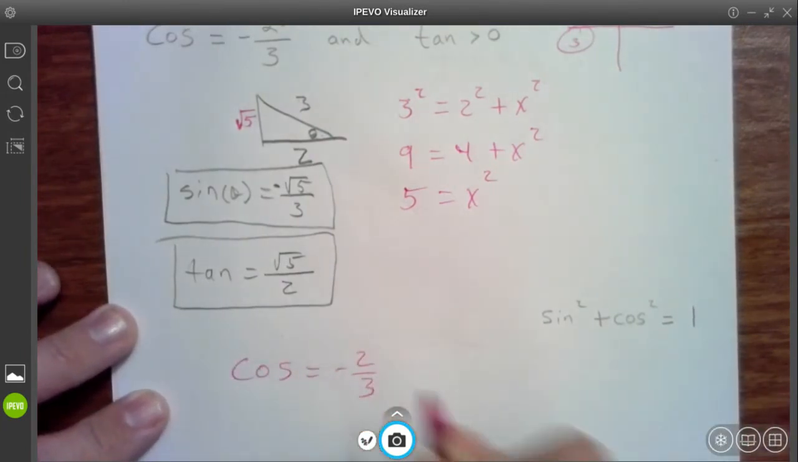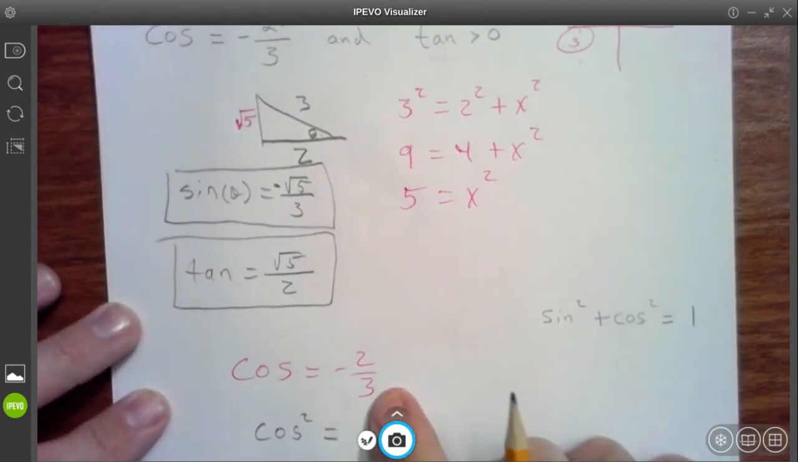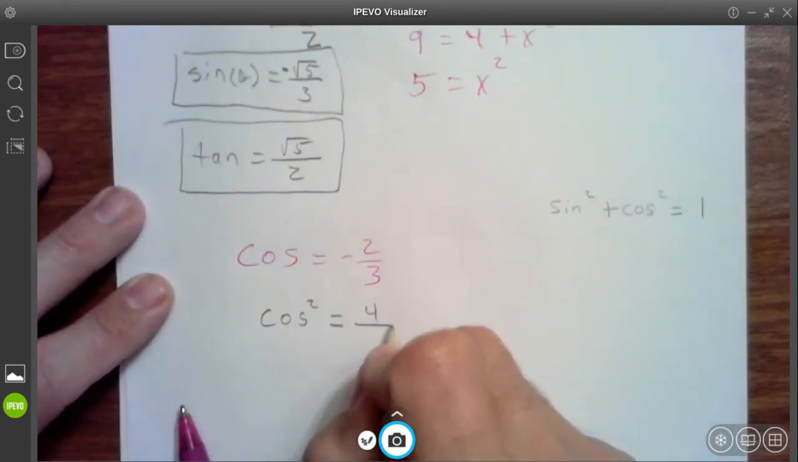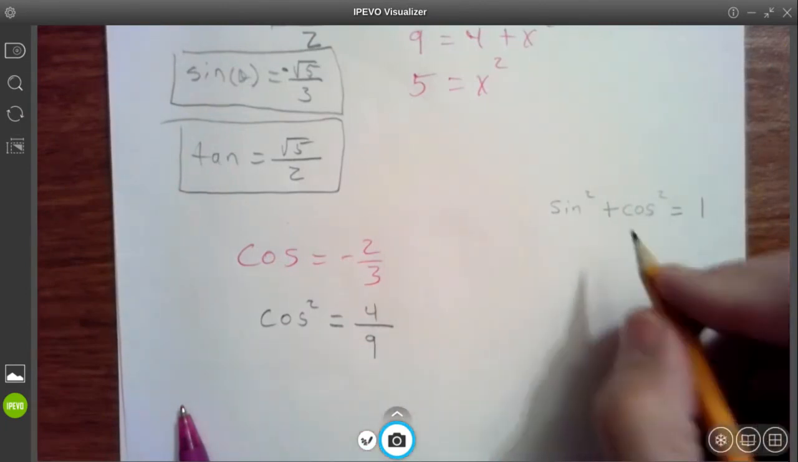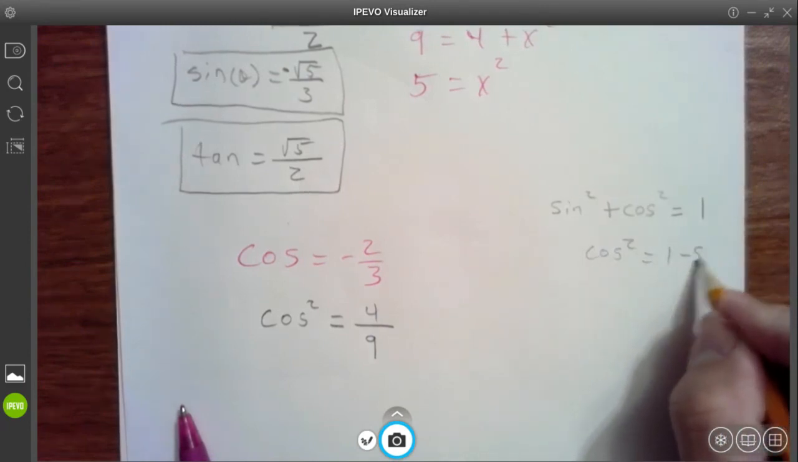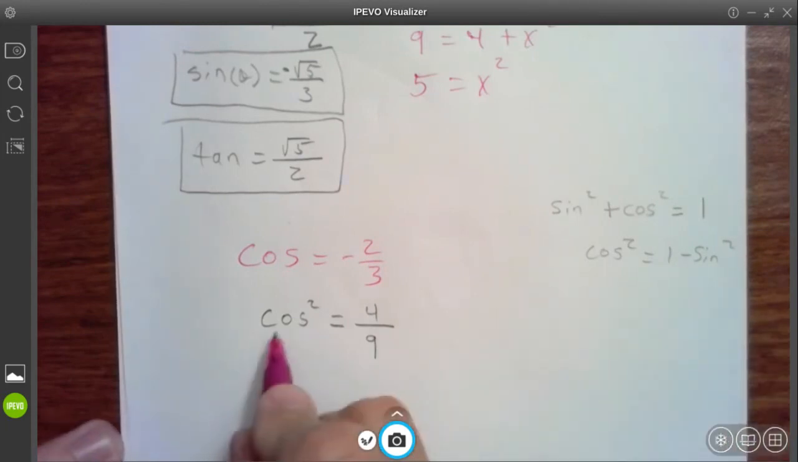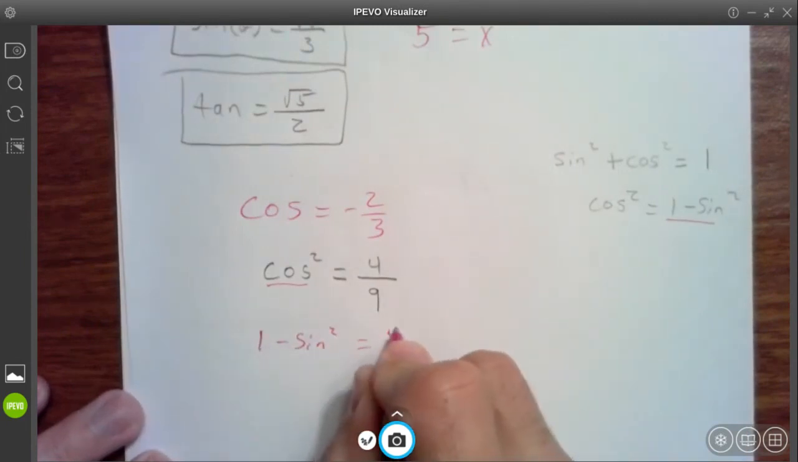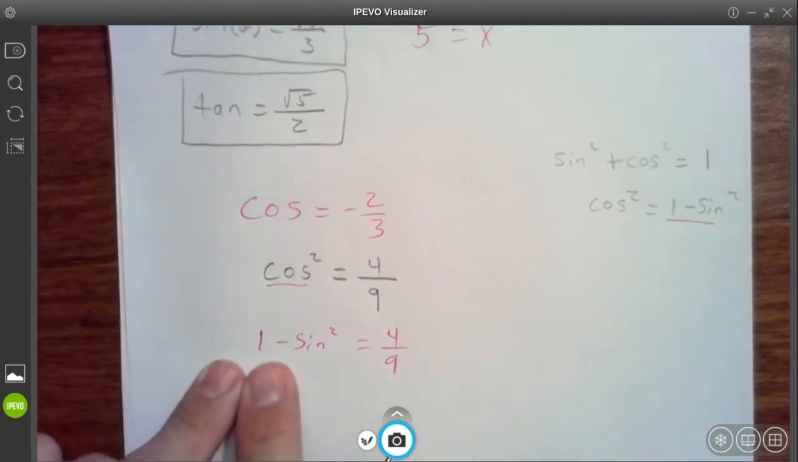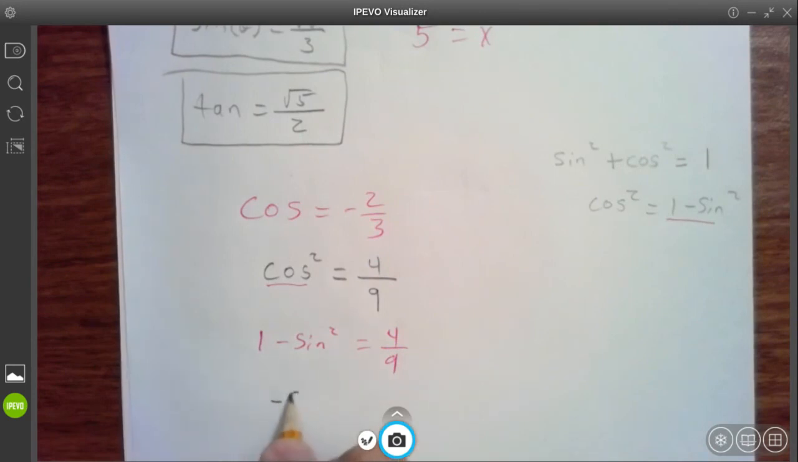Cosine is equal to negative 2/3. I'm going to solve for sine, so I'm going to square both sides. So I get cosine squared. And this side, whenever I square it, I'm going to get a positive 4 and a positive 9. I'm going to replace cosine squared, which is equal to 1 minus sine squared. So 1 minus sine squared is equal to 4/9. I'm going to move my 1 over. I get negative sine squared. If I move my 1 over, it's going to be 4/9 minus 9 over 9.